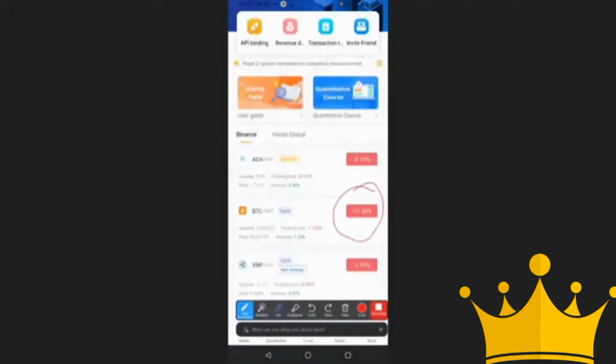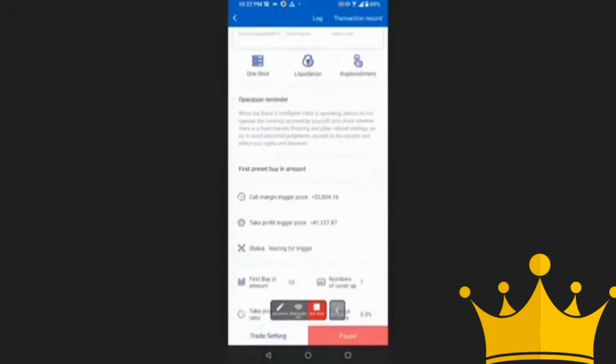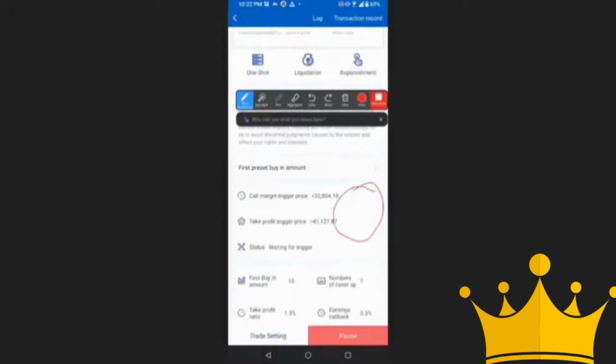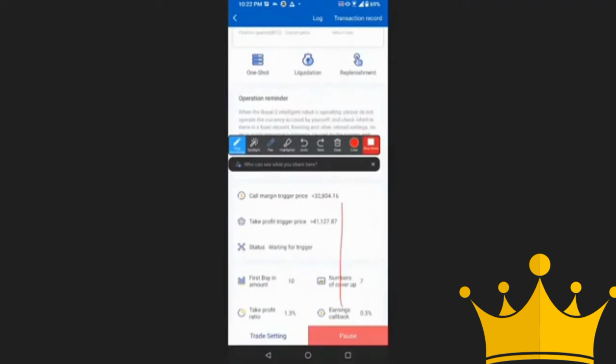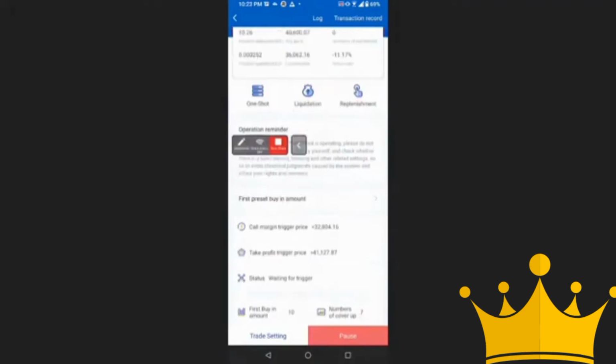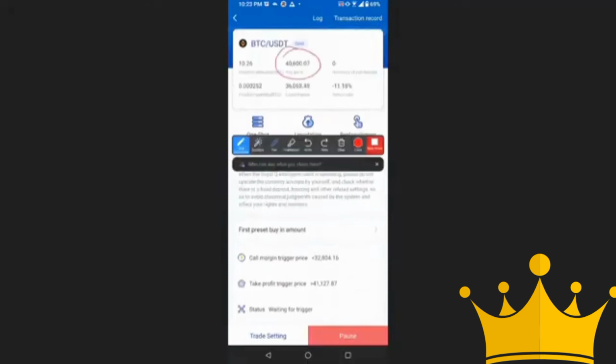As long as I don't click on the coin, and I don't click pause, and I don't click liquidation, I'm not going to lose anything. I'm just going to hold this coin until the price goes back to 40,600, and then I can liquidate and close with profit.